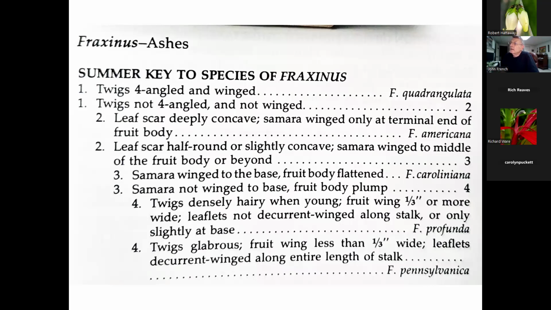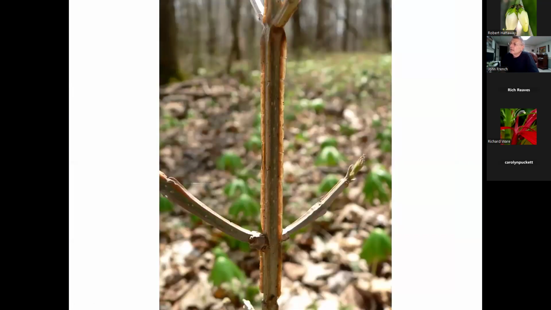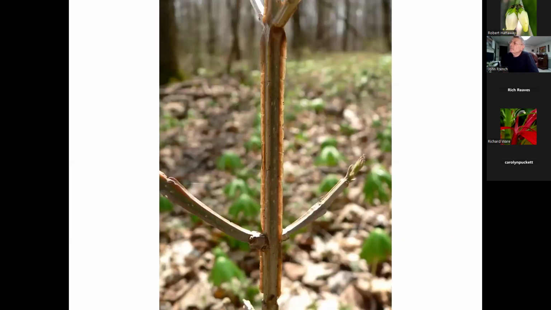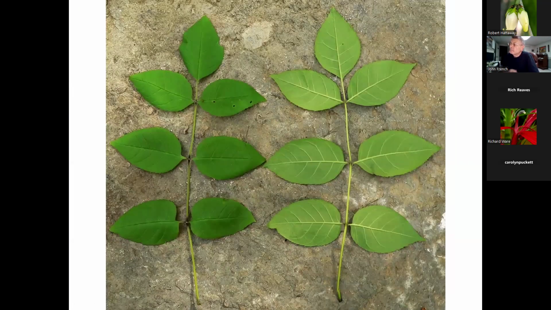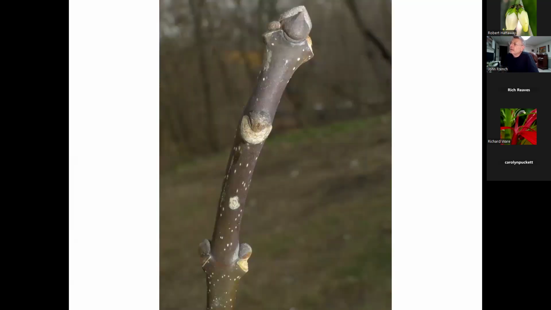Now, obviously, if you look at my pictures of the first two, you're going to know that's quadrangulata, I believe. Quadrangulata, yes. And it's taken up there at Pigeon Mountain. That thing's all the way in northern Illinois. Yeah, and you see the twigs, the lower ones here are completely four-sided, or they've got wings like the top portion here. That's right. So it's very easy to tell.